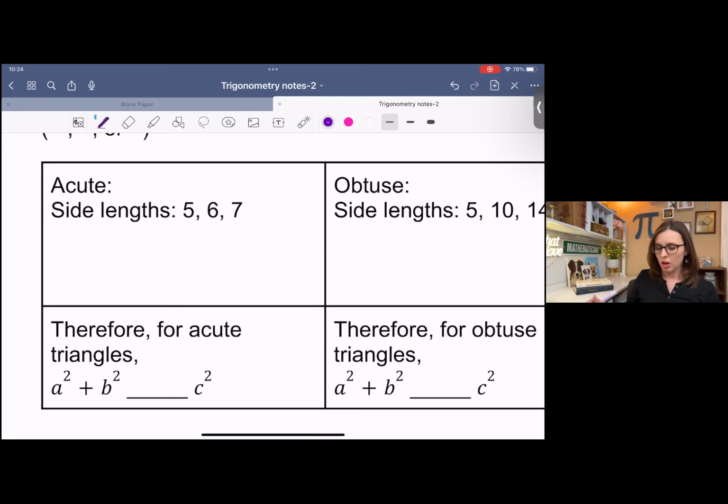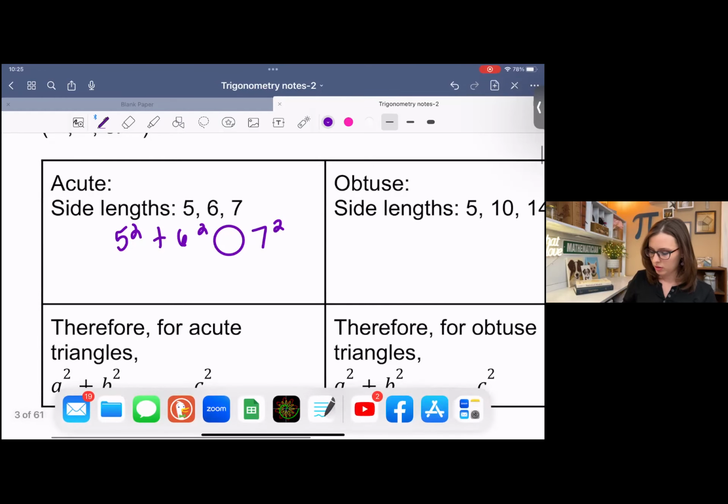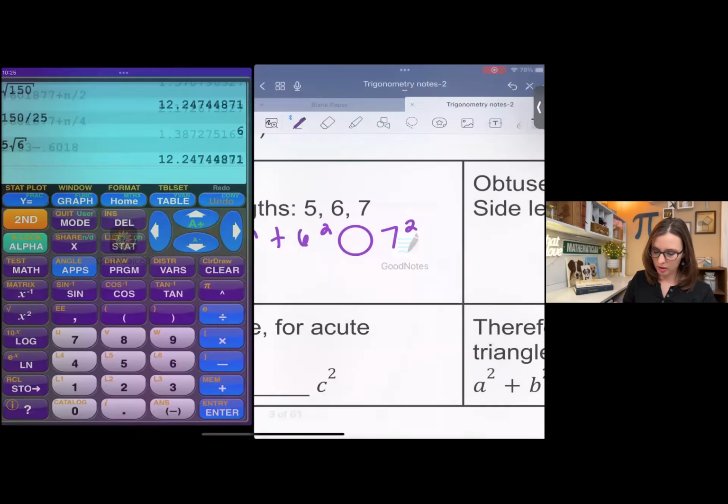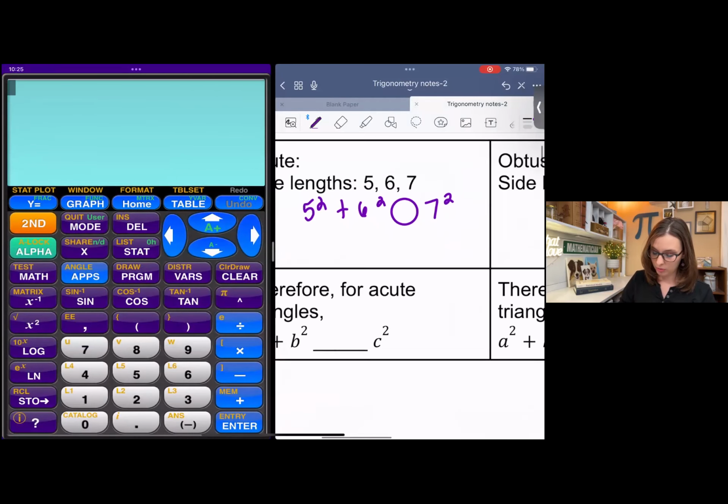It's not a right triangle, but I'm going to plug it into the Pythagorean theorem to explore the relationship between these sides. So if I do 5 squared plus 6 squared, I'm going to do a circle right here because I'm not sure about the relationship. And 7 squared. 5 squared is 25. Let me just do this here so I don't make little mistakes. I hate making little mistakes. 5 squared plus 6 squared is 61, and 7 squared is 49.